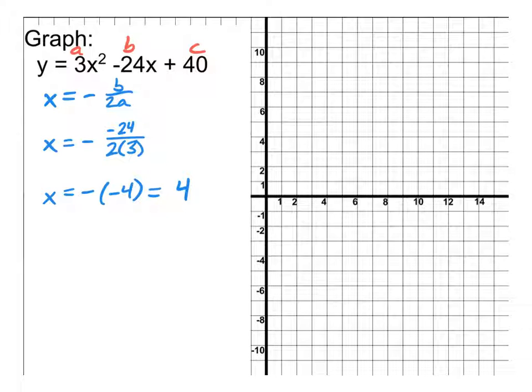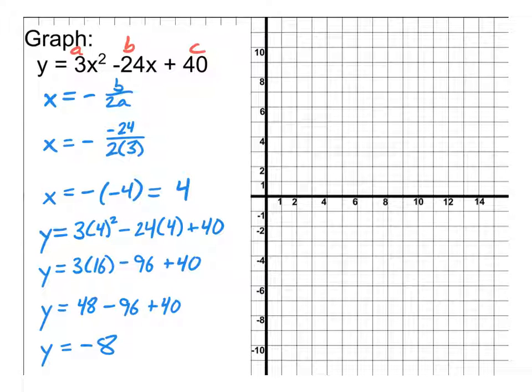All right, now that we found the x-coordinate, I need to find the y-coordinate. How do we find the y-coordinate? Yep, plug it in. So take that 4 that we just found and plug it in for x in the original equation. All right, now we have our vertex. We know our vertex then is at 4, -8.